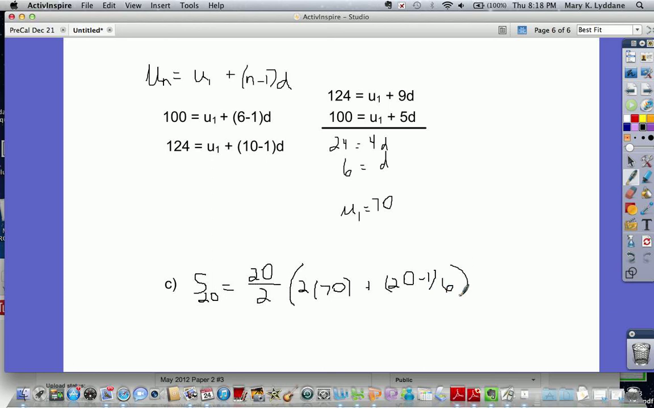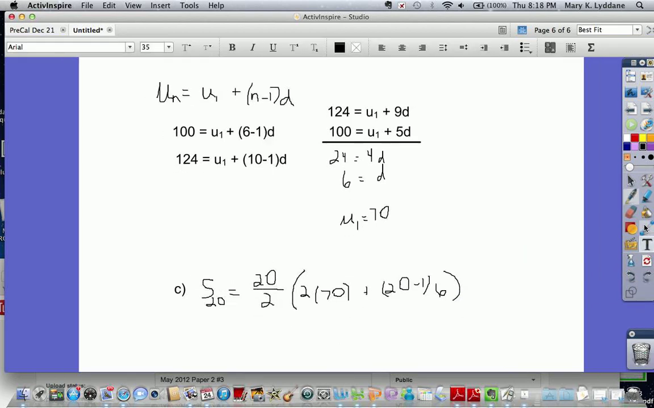So you get full method points as long as IB can see your formula with the correct values plugged in. So that sum value is equal to 2,540. And that's seats. That's how many seats there are in total.